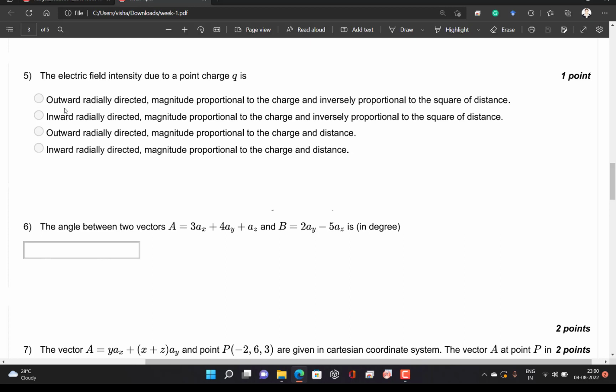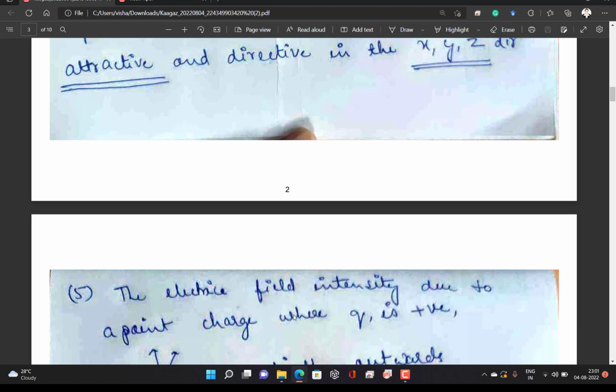The first option is outward radially directed, magnitude proportional to the charge and inversely proportional to the square of distance. The second option is inward radially directed, magnitude proportional to the charge and inversely proportional to the square of distance. Option 3 is outward radially directed, magnitude proportional to the charge and distance. The fourth option is inward radially directed, magnitude proportional to the charge and distance. Okay, so let's see the answer.